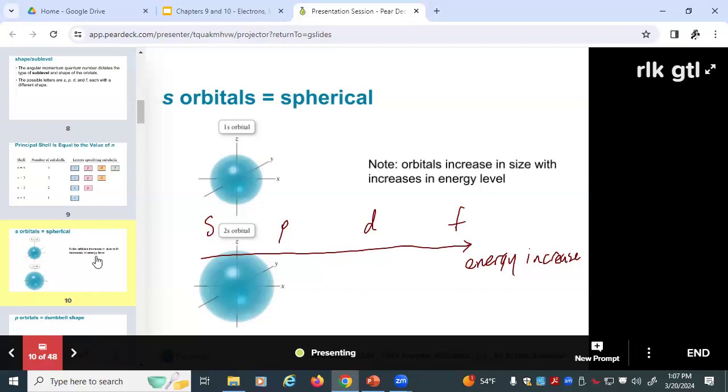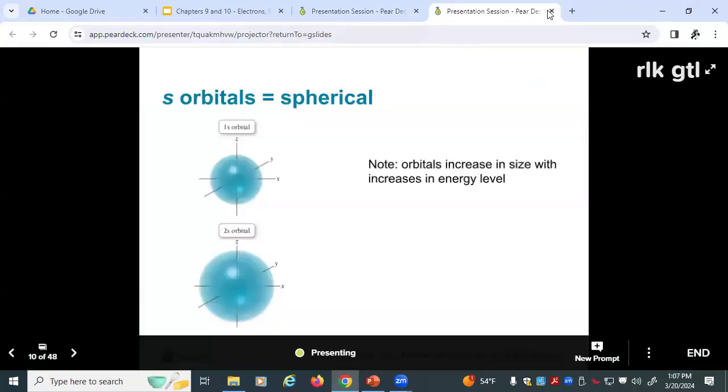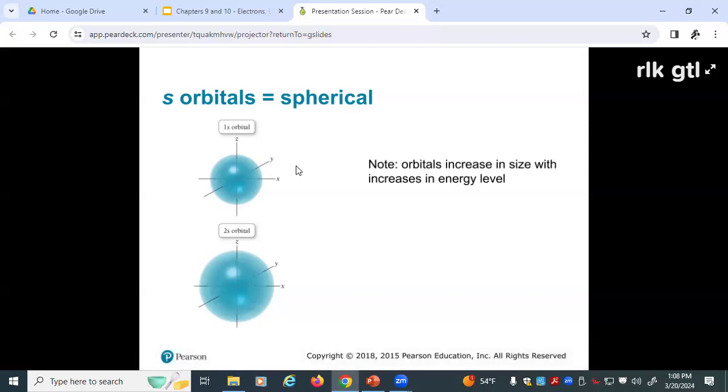So starting with the simplest. The S sublevel is a spherical sublevel. The S sublevel basically just looks like a ball. One important thing to note about these sublevels is that as their energy increases, so does their size.